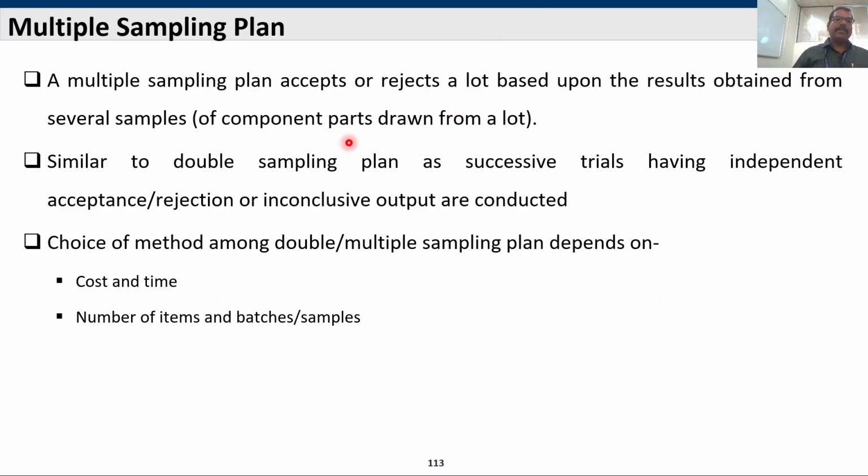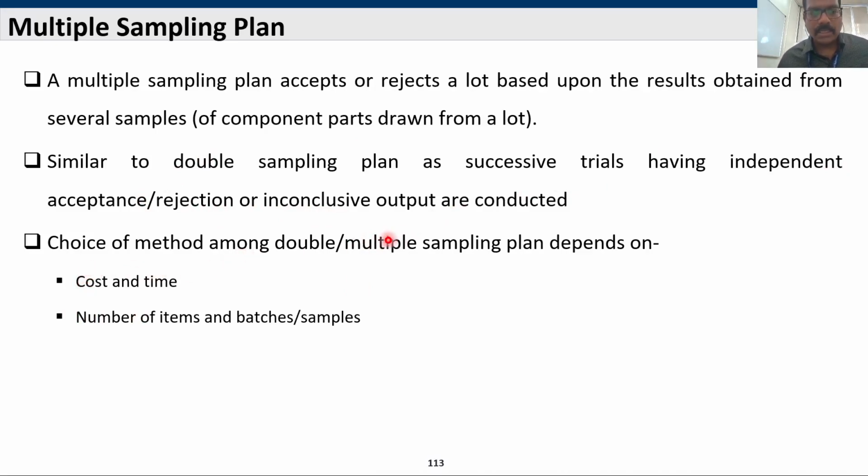Multiple sampling plan is the next level. A multiple sampling plan accepts or rejects a lot based upon the results obtained from several samples. It's not single or double. You will be taking several samples and making a decision whether to accept or reject. Similar to the double sampling plan, successive trials having independent acceptance, rejection, or inconclusive outcomes are conducted.